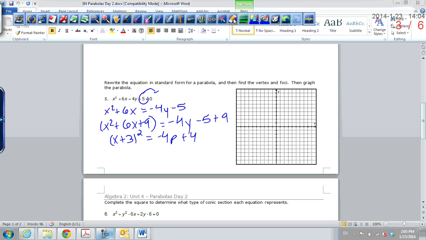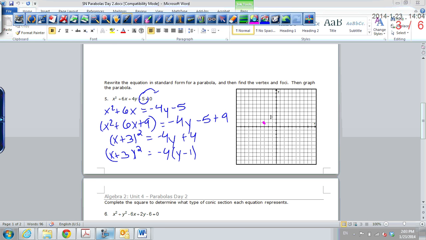Not p, my bad, y. We're almost there. The last thing I can do is factor out a negative 4. So then I get y minus 1. So that tells me that my vertex is at negative 3 comma 1 right there.